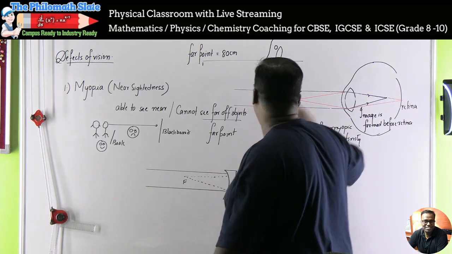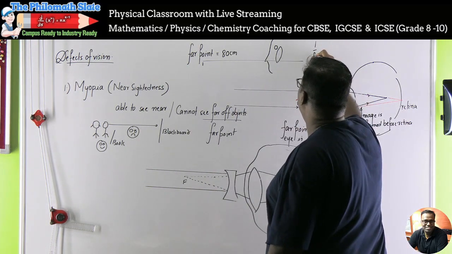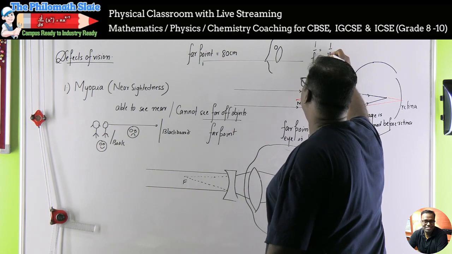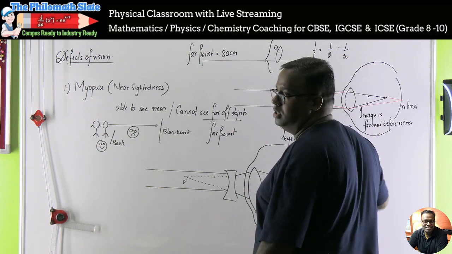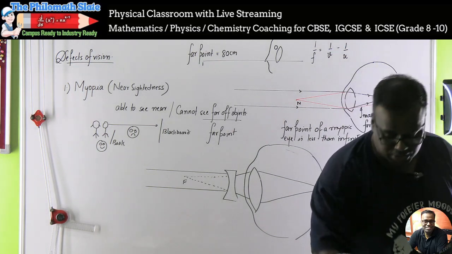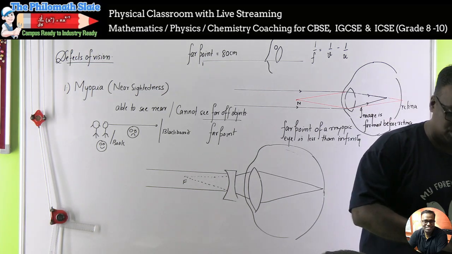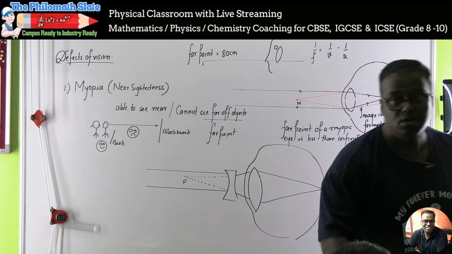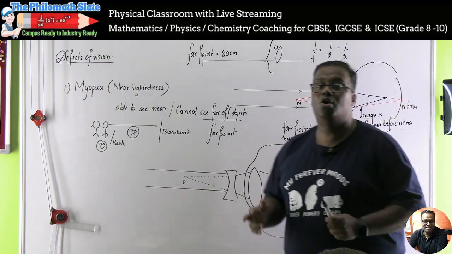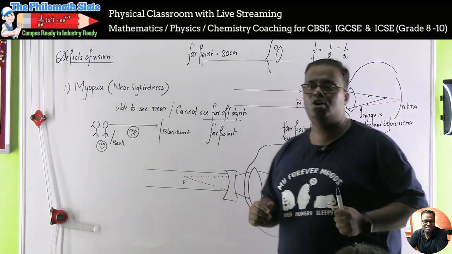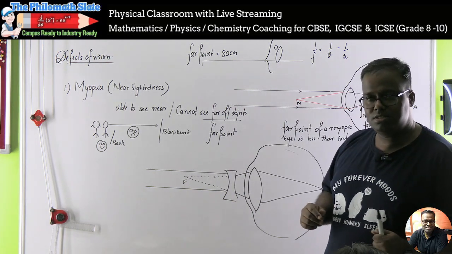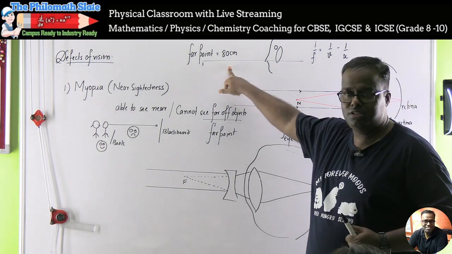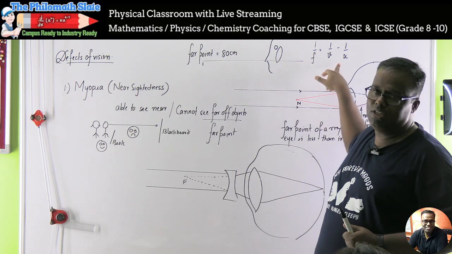What is the lens formula? 1 upon f is equal to 1 upon v minus 1 upon u. Now the first question is, give me a minute, huh? The first question is, what do you take u out here? U is what? Object distance. If you are a normal person, where should the object be? Far point? Infinity. So it should be infinity.